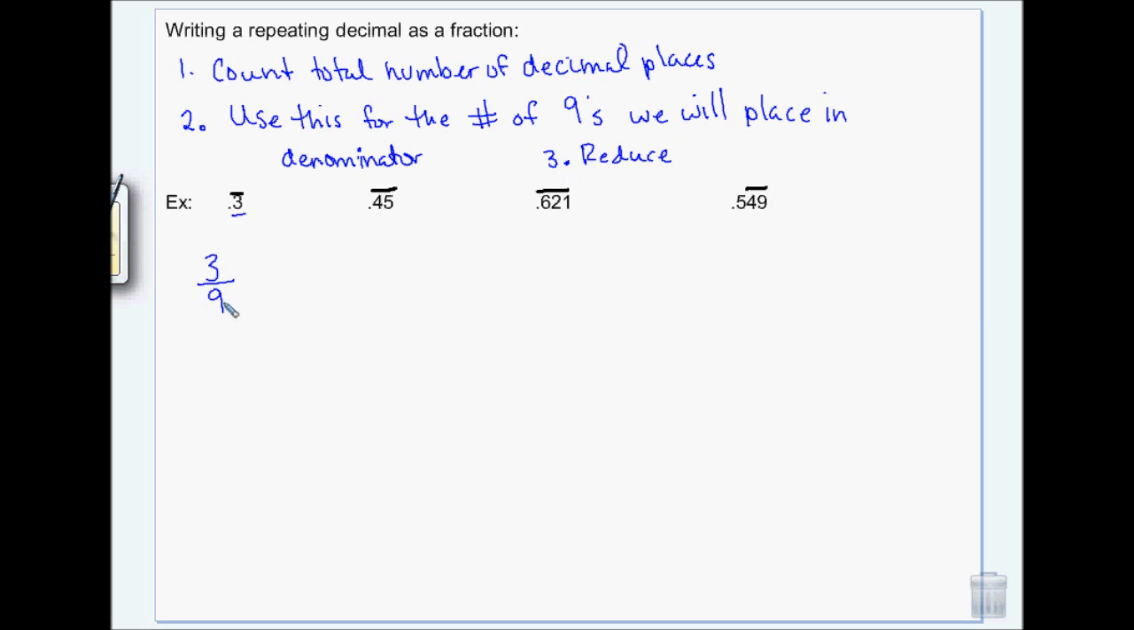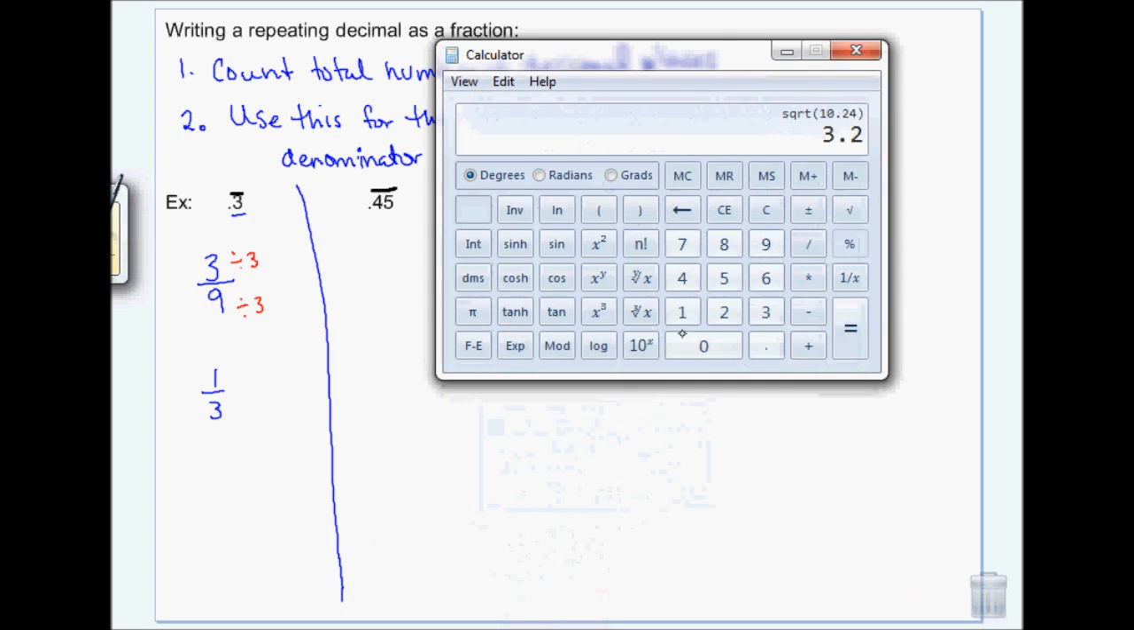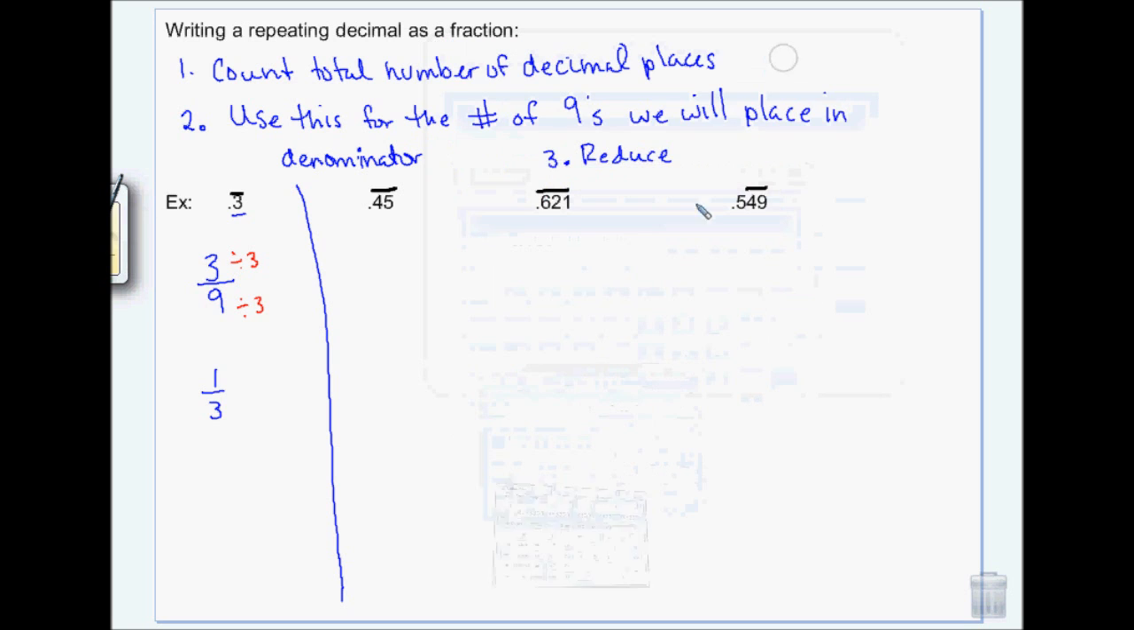Okay, so 3 and 9 both divide by 3. And that's going to give me 1/3. And if you want, we can check it. If I say 1 divided by 3, which is 1/3, I get 3's forever.